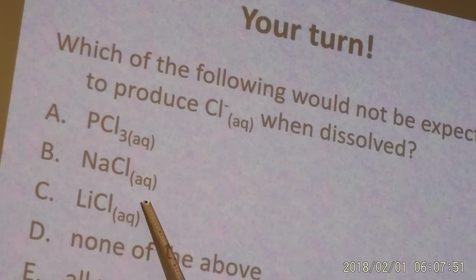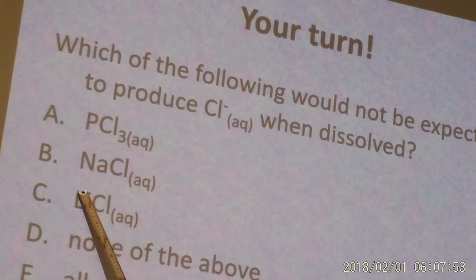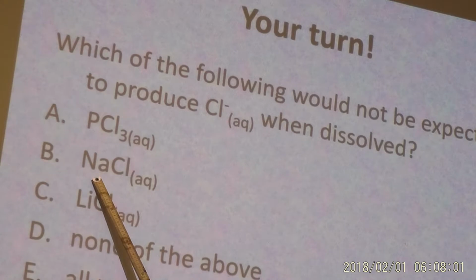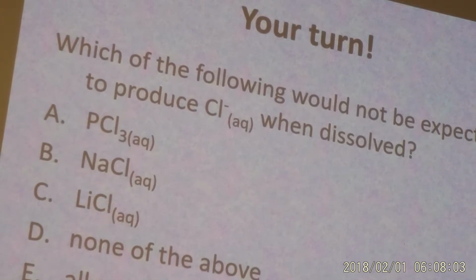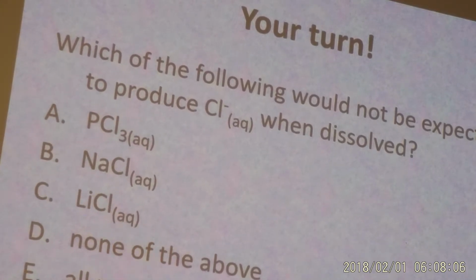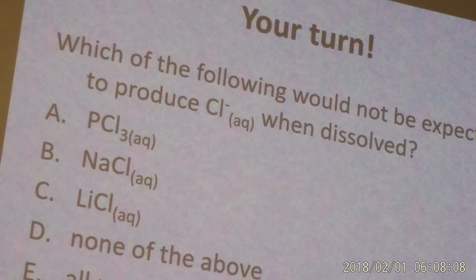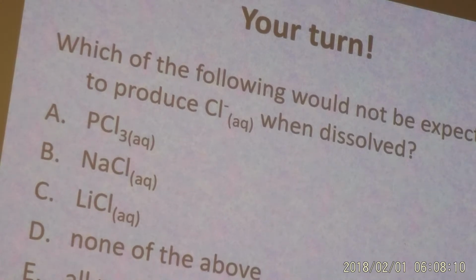Would sodium chloride produce the chloride ion? Yeah, it's an ionic compound, and the solubility rules say that anything from group 1A should dissociate. How about lithium chloride? Yeah? What's the solubility rule associated with lithium chloride? 3 and 1, right? Very good.